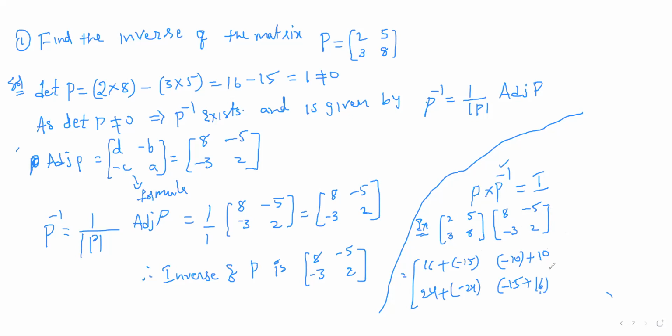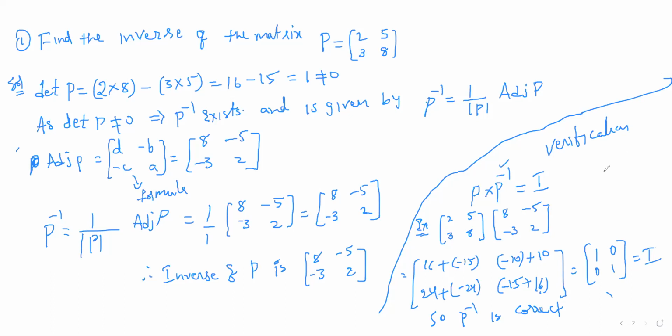So how much did you get? 1, 0, 0, 1. 1001 means identity matrix only. So our P inverse is correct. This is the way to verify whether our answer is correct or not for this method. Okay, this is the verification process.